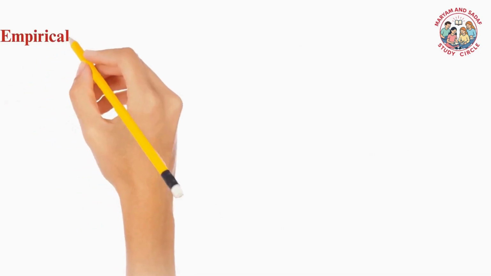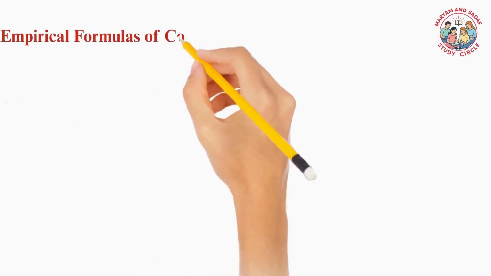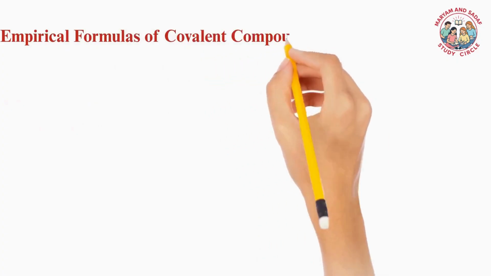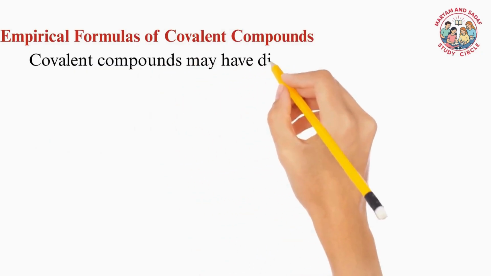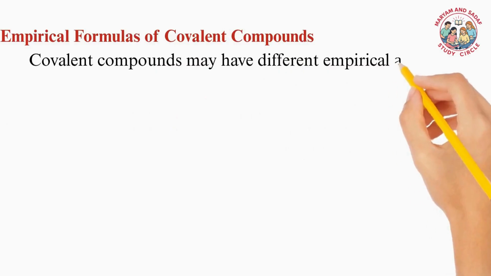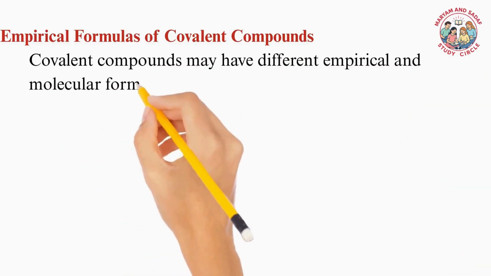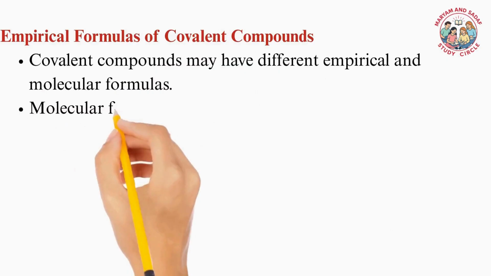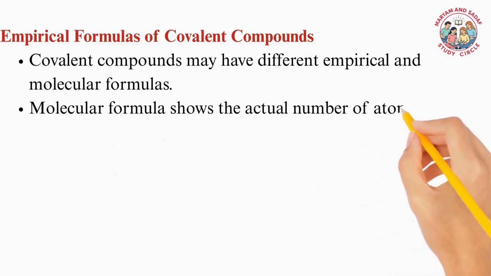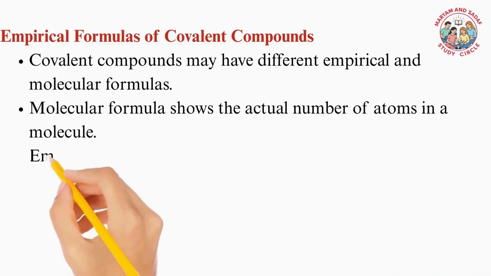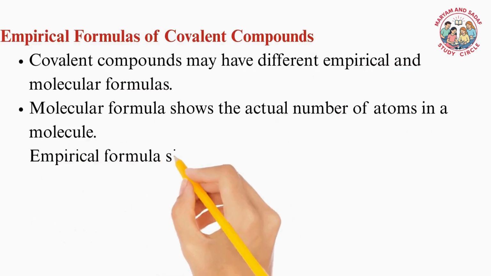Empirical formulas of covalent compounds. Covalent compounds may have different empirical and molecular formulas. The molecular formula shows the actual number of atoms in a molecule. The empirical formula simplifies this ratio.